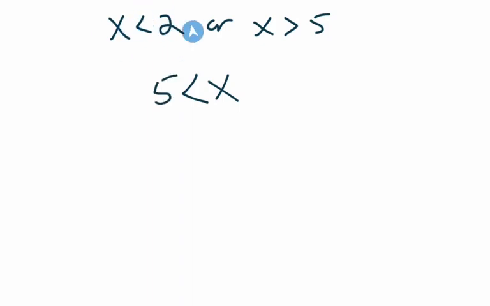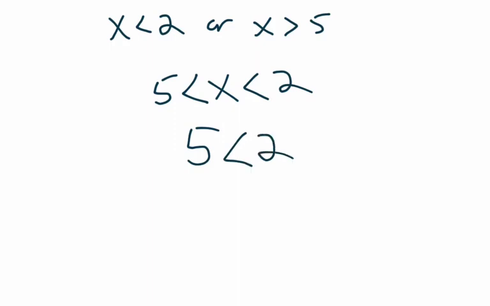And then they'll try to put this one on the other side. Except what have we accidentally said when we tried to do that? It's like, oh, this is so convenient. We'll just combine them. Well, if you look at it closely, it says 5 is less than x is less than 2. Accidentally, you have told me that 5 is less than 2, which is not true.